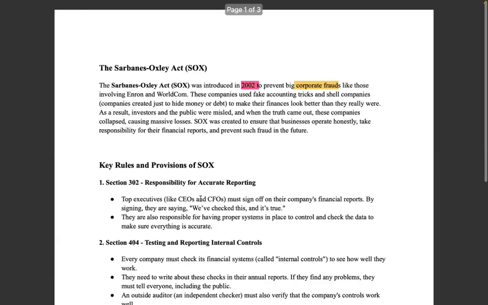So there was a bunch of very suspicious activity going on with Enron, which is why the Sarbanes-Oxley Act happened, because once that activity was discovered, Enron was completely dissolved, and then a lot of shareholders, a lot of stockholders lost their money, right?